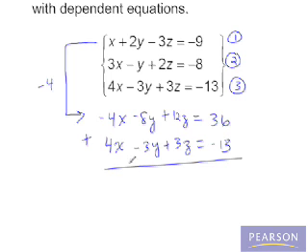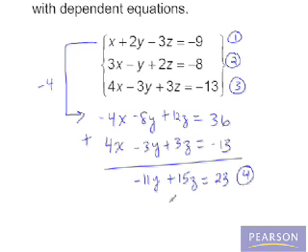Our x terms eliminate one another. Negative 8y minus 3y is a negative 11y. 12z plus 3z, positive 15z. And 36 plus negative 13 is a positive 23. And that's as far as we can go with that part of the problem. Here we have an equation with two variables, and we'll call that equation number 4.